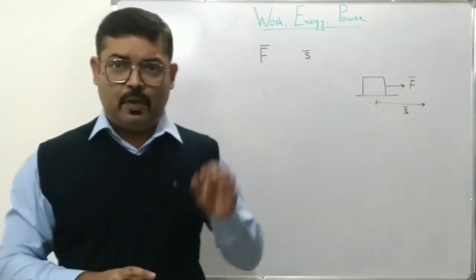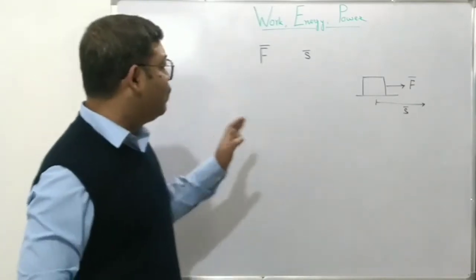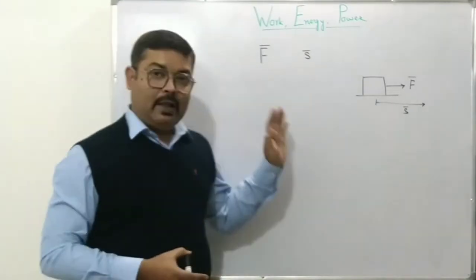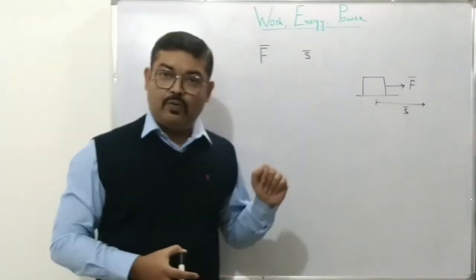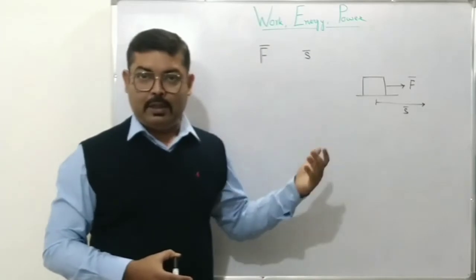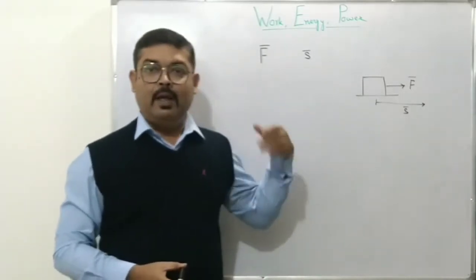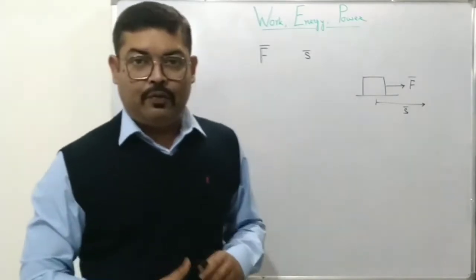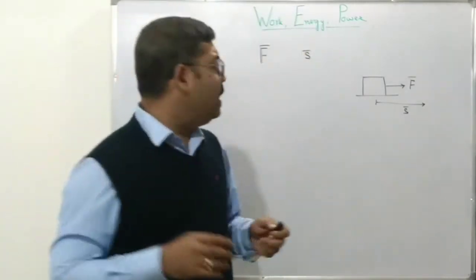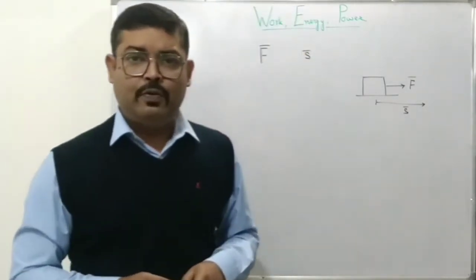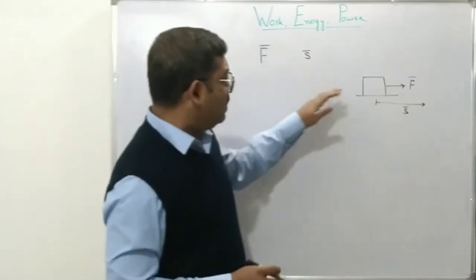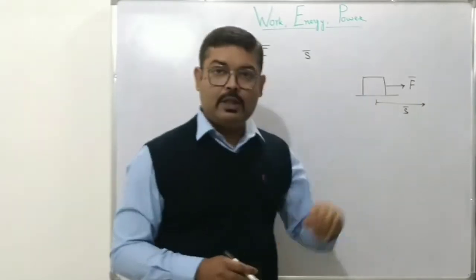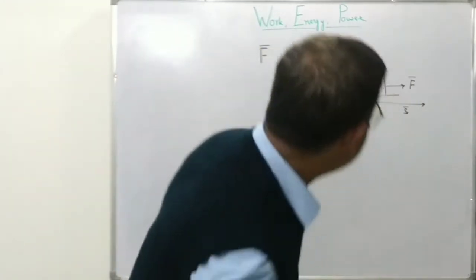So if you have to define work, we say that work is said to be done if a force is applied to a body or an object, and the object has a component of displacement in the direction of the force. What do you mean? Why I am saying component of displacement in the direction of the force is that it is not necessary that we always have the force applied in the same direction as the displacement. Let's say a generalized case.